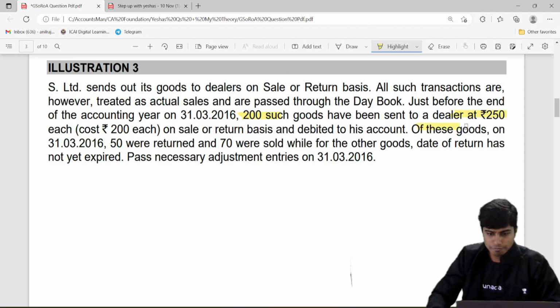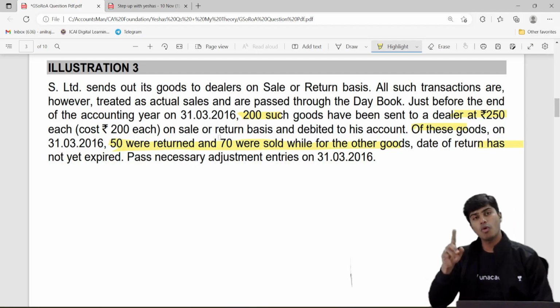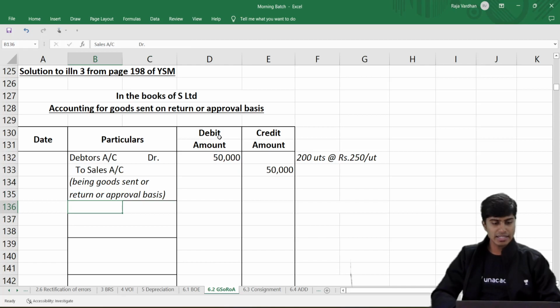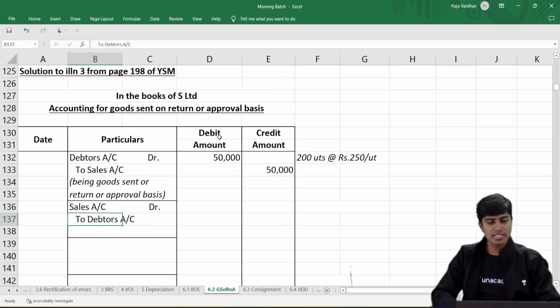Of these goods, on 31st of March 2016, 50 were returned and 70 were sold, while for the other goods, the date of return has not yet expired. So for the 70 which are sold, we've already written the sales entry. We don't have to write a separate sale entry. For the 50 which are returned, let us quickly reverse our sales entry. Sales to debtors.